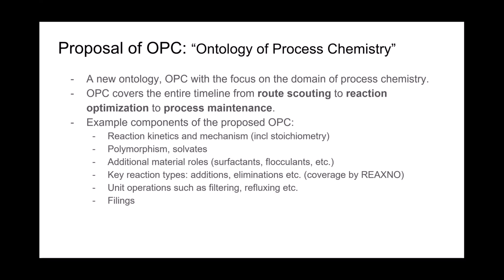So we provide some example components of the proposed OPC, including reaction kinetics and mechanism, polymorphism, additional material roles like surfactants, different roles, and then key reaction types like additions, eliminations, etc., and unit operations such as filtering, refluxing, and so on. So some of the terms may come from other ontologies, but we would like to put them all together and fill major gaps.